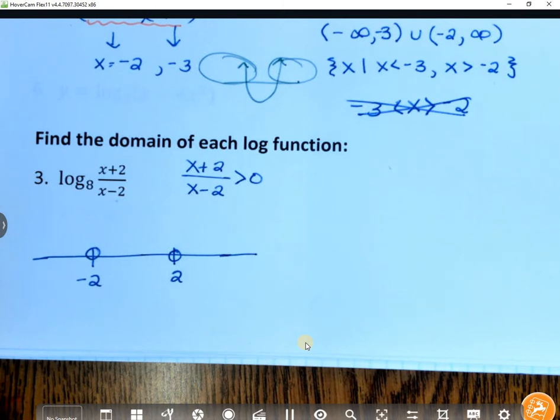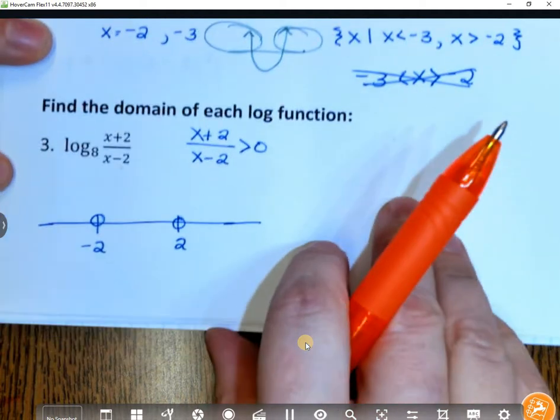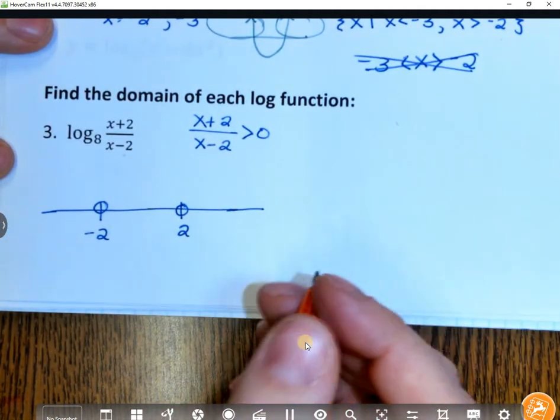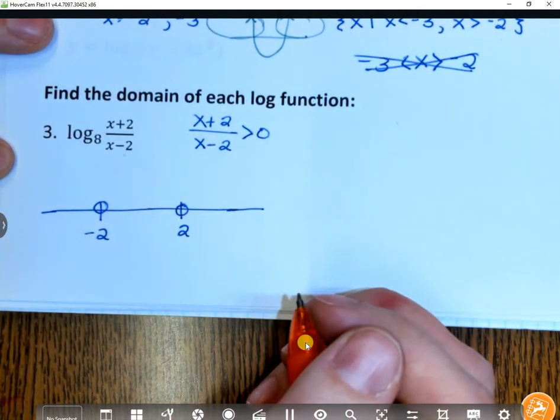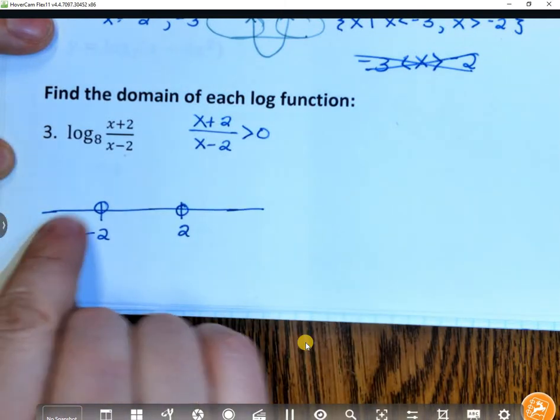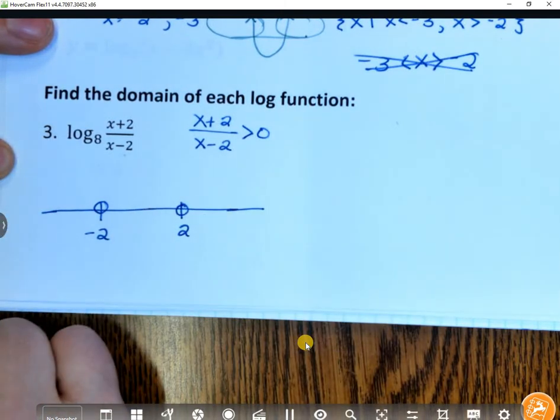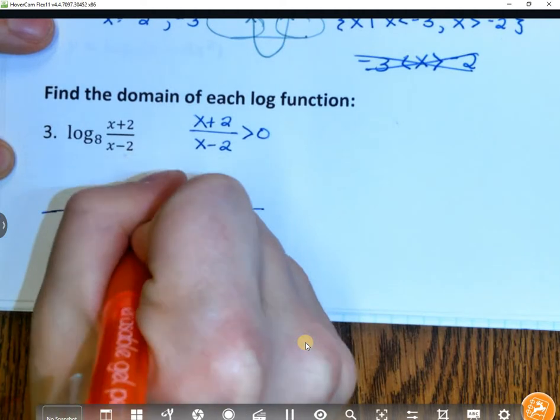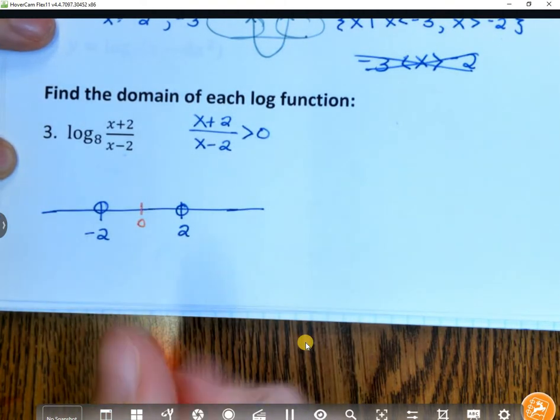Now I'm going to do this one just using the sign method. You can do it with numbers. I think the sign method is lazier and awesomer because I'm lazy and awesome. So there you go. Where would 0 be? Left, middle, or right? Middle. Always the easiest number to plug in.